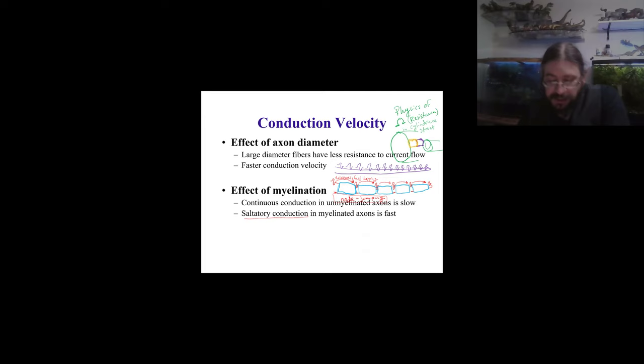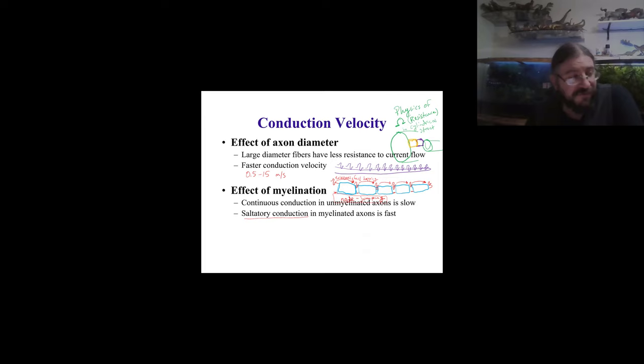So this saltatory conduction occurs in myelinated axons only and is extremely fast. Right. So depending on the size of the fiber, I think it's like what? I think. There we go. Meters per second. With unmyelinated neurons, we're talking 0.5 to like 15 meters per second.